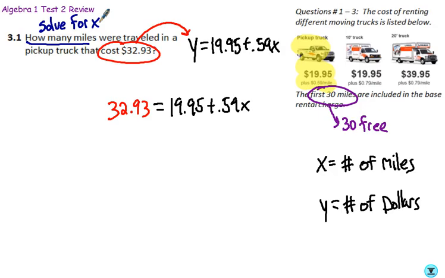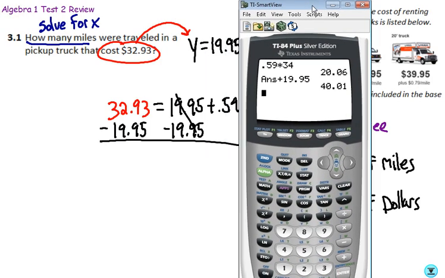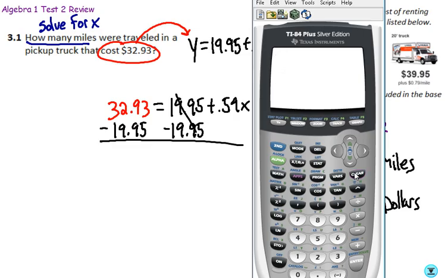Okay, well I can do that. How many miles did we go? Well, let's subtract out the $19.95 that you paid up front. So we would subtract $19.95 from both sides because we're trying to get at the miles. So we want to isolate or get x by itself. And then 32.93 minus the 19.95. I'll go ahead and pull my calculator back out from the first problem. So 32.93 minus 19.95. So we get 12.98.